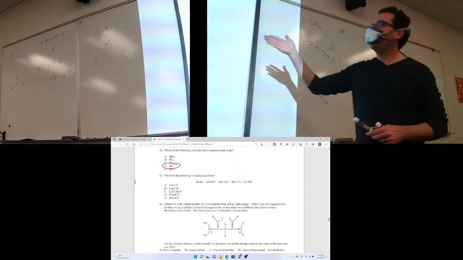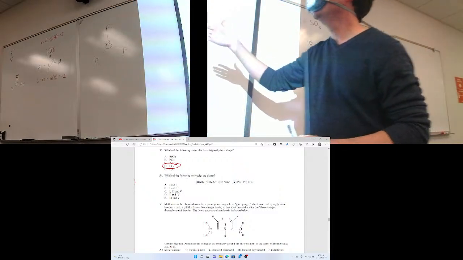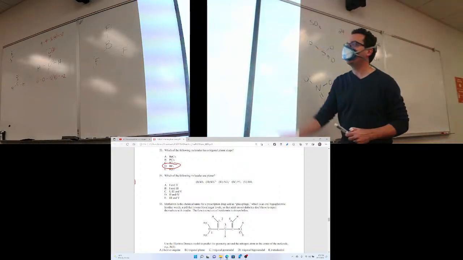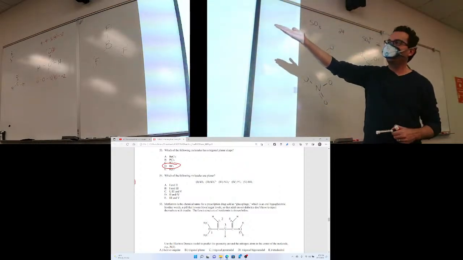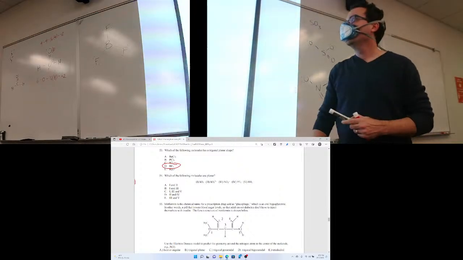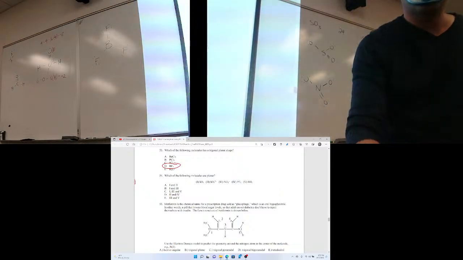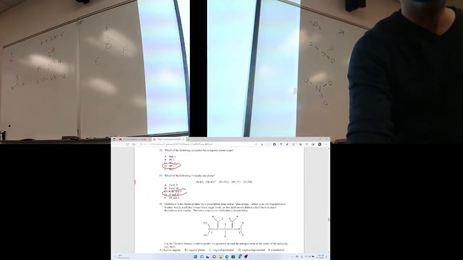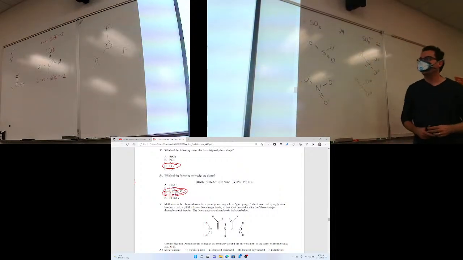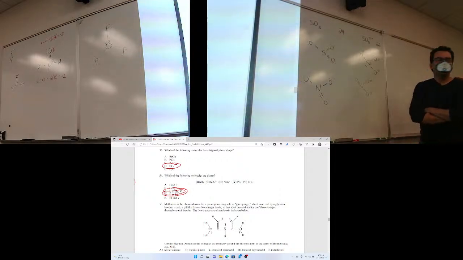So 1 and 3 are planar, and we have that as an answer, but we also have 1, 3, and 5. So let's check 5 real quick. That actually looks just like the BF3, but instead of BF3, it's BH3. That works too. Trigonal planar. So C is the answer. 1, 3, and 5 are all planar. C.